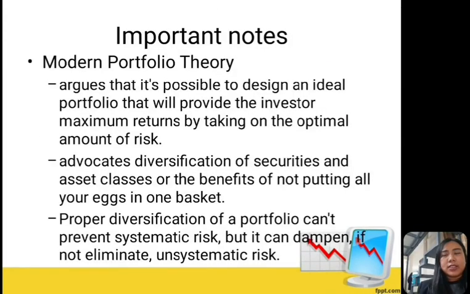Before I end my discussion, here are some important notes about modern portfolio theory. Modern portfolio theory argues that it's possible to design an ideal portfolio that will provide the investor maximum returns by taking on the optimal amount of risk. It also advocates diversification of securities and asset classes, or the benefits of not putting all your eggs in one basket. And proper diversification of a portfolio can prevent systematic risk, but it can dampen, if not eliminate, unsystematic risk.